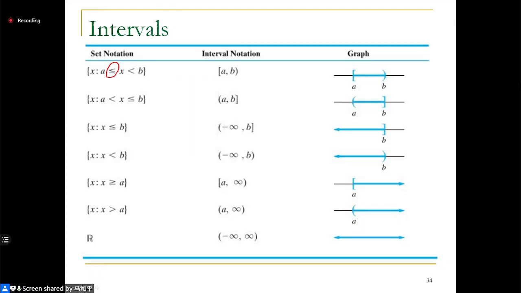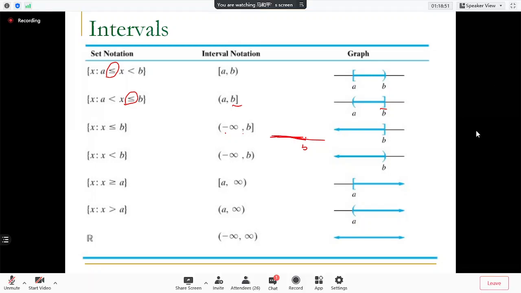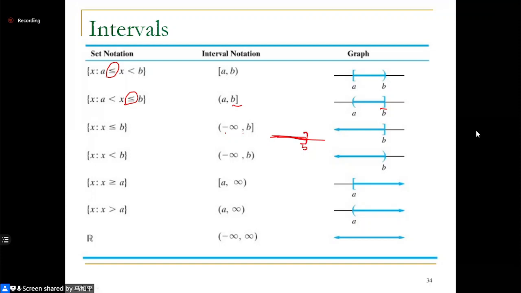Left and right are different. Here, this is less than or equal to, so we write like this and like this, right? And here, x less than or equal to b means it's from minus infinity to b, right? So for the graph, for example, this is b. Less than or equal to b, so in this part, here like this, here like this.